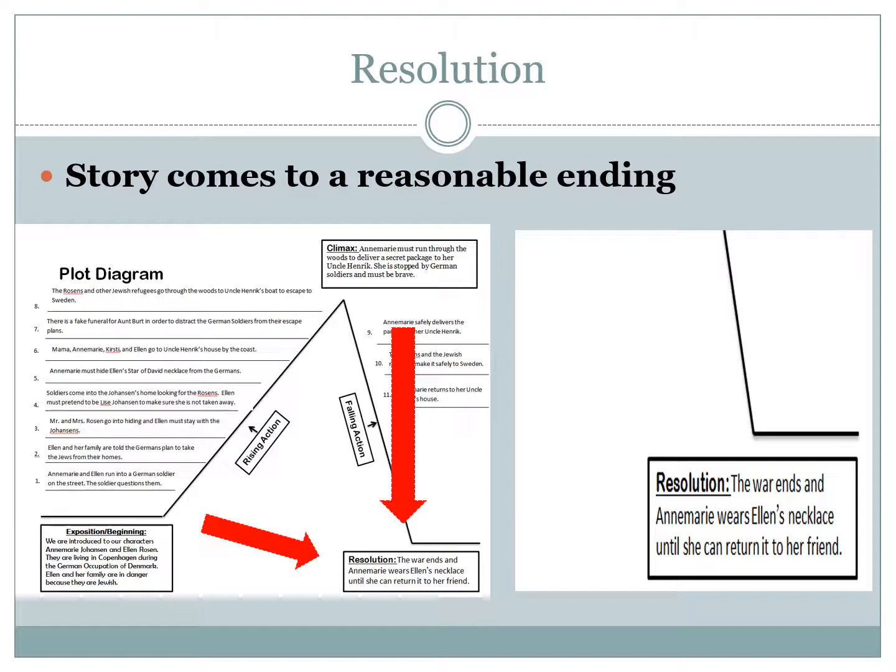The resolution is the last of the 5 plot elements. The resolution is when the conflicts of your story are resolved and your story comes to a reasonable ending. In Number the Stars, the resolution occurs when the war has ended and Anne-Marie retrieves Ellen's hidden necklace for her friend. She says she will wear it until she can return it to her.